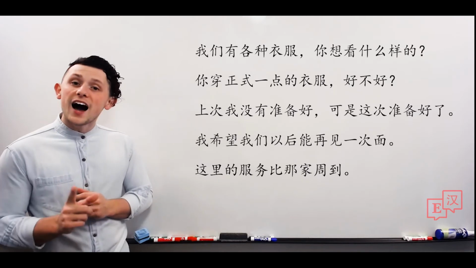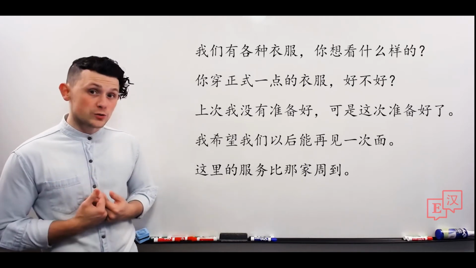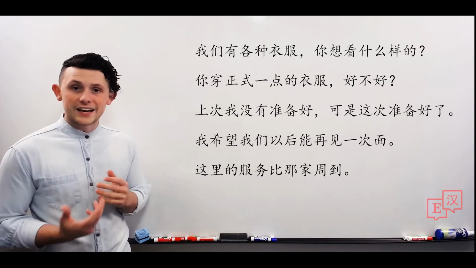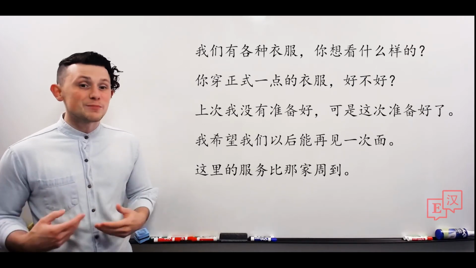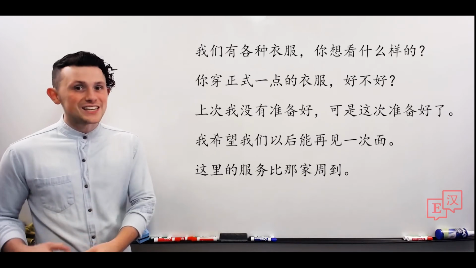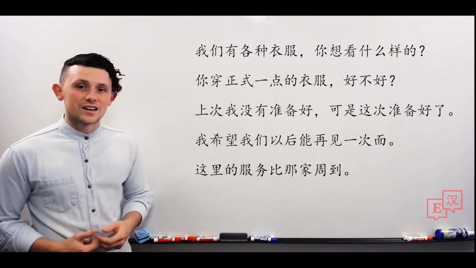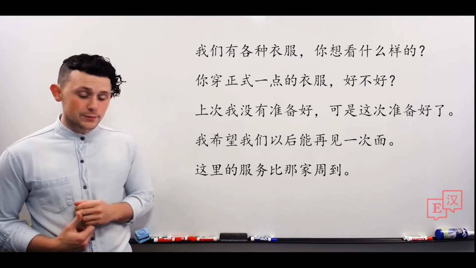这里的服务比那家周到. 家 here is the measure word we use for restaurants. That's how we know what we're talking about is a restaurant. The idea is that restaurants in China are typically opened by a family. So you can say that family's restaurant. 那家饭馆. One more example, our last example today.